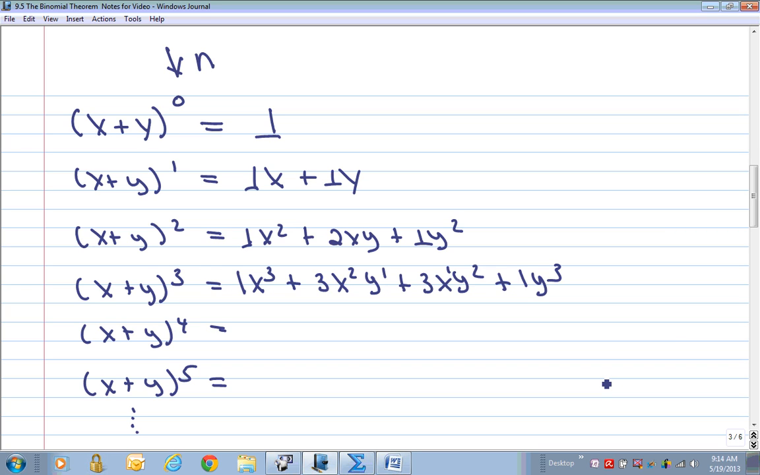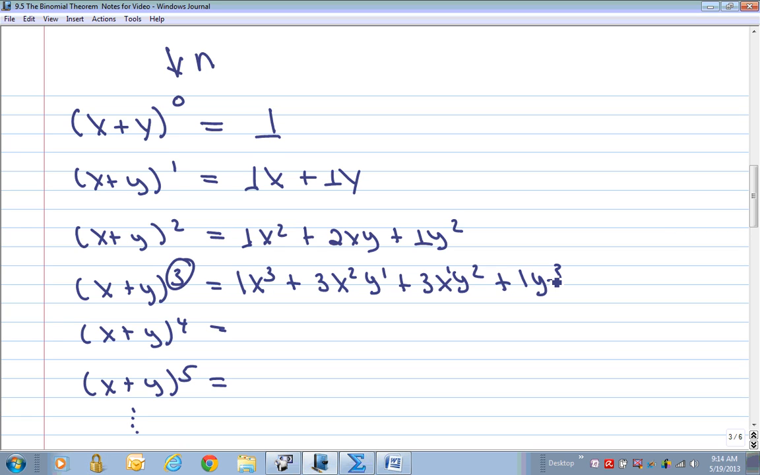The exponents, notice something about the exponents. If you add the exponents together, they're going to equal the power. So this is just a 3 and this is a 3. If you add the 2 and the 1, you get a 3. The 1 and the 2, and you get a 3 and a 3. That's a very strong pattern that we're going to notice in this.